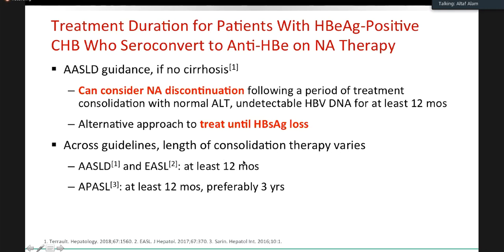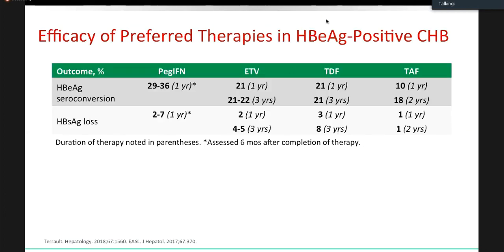APASL and EASL 12 months minimum. APASL preferably 3 years. So, as I said earlier, the longer the consolidation phase, the better. What does consolidation phase mean? E antigen becomes negative, anti-HBe appears, and then you continue your treatment for 1 to 3 years and then stop. This 1 to 3 year period is what we call the consolidation phase.